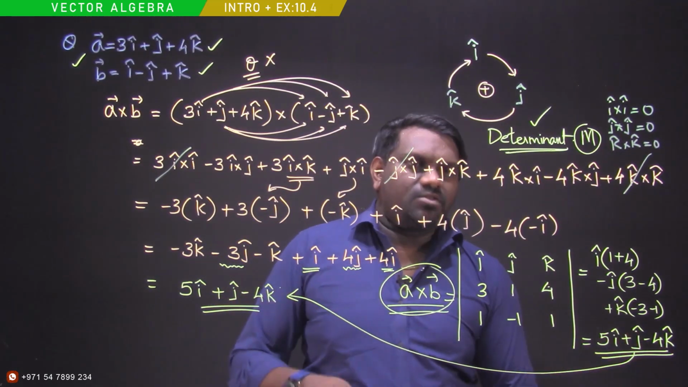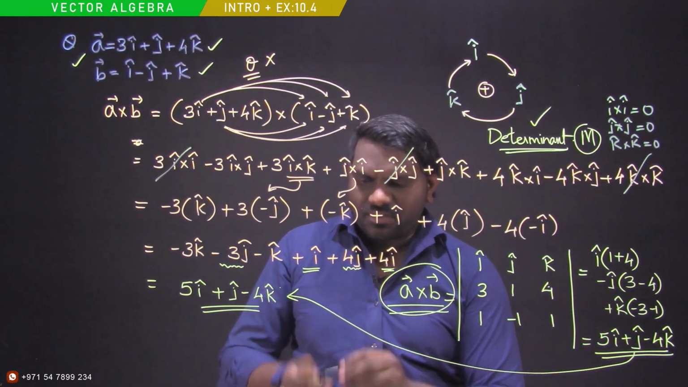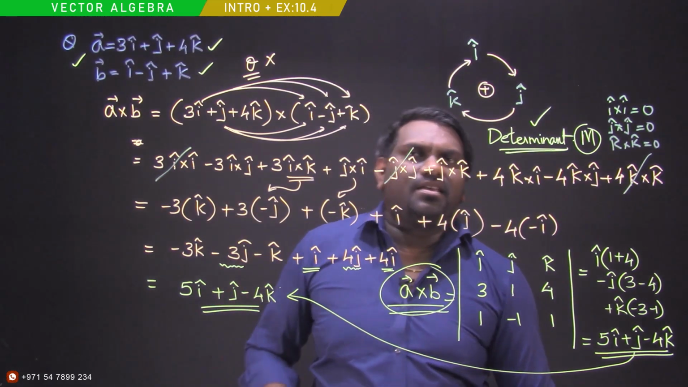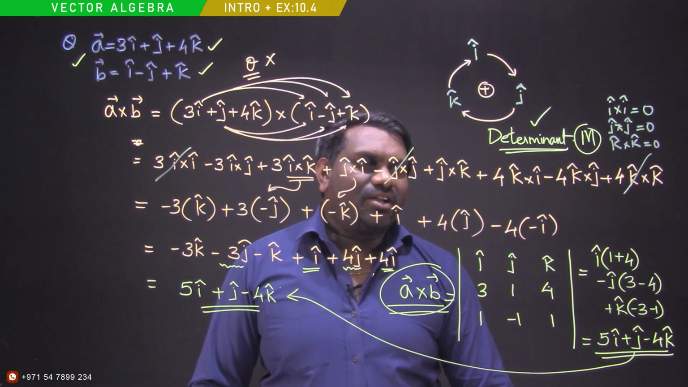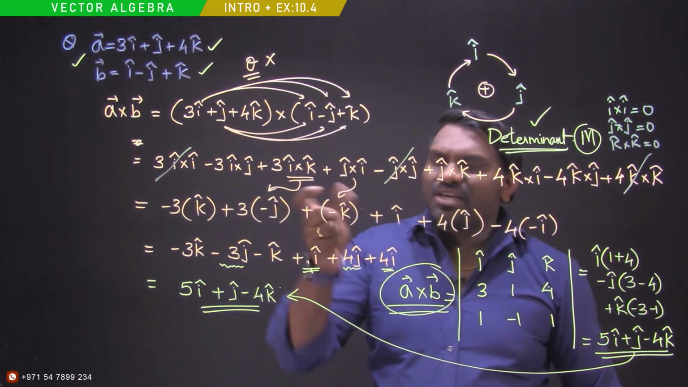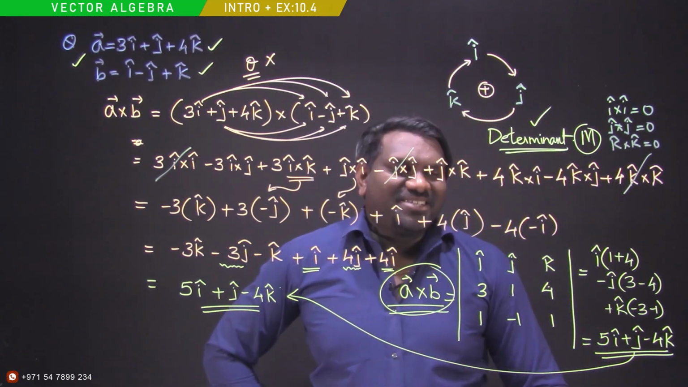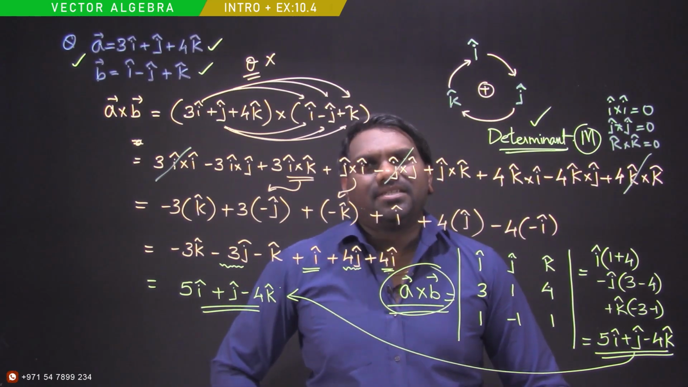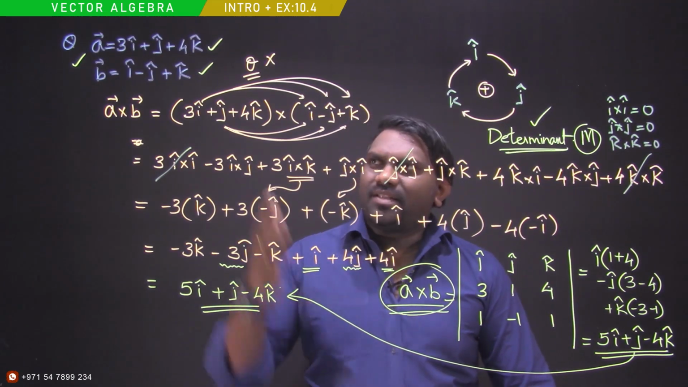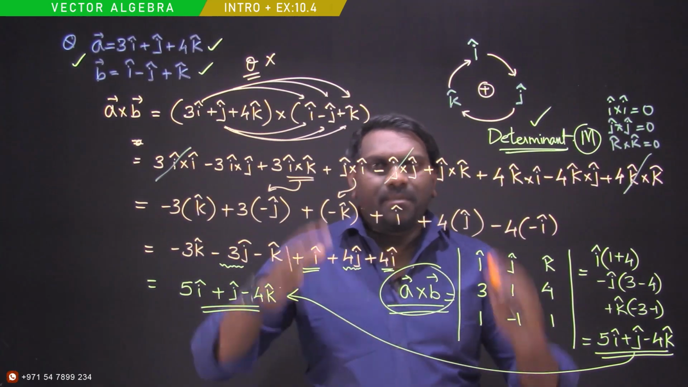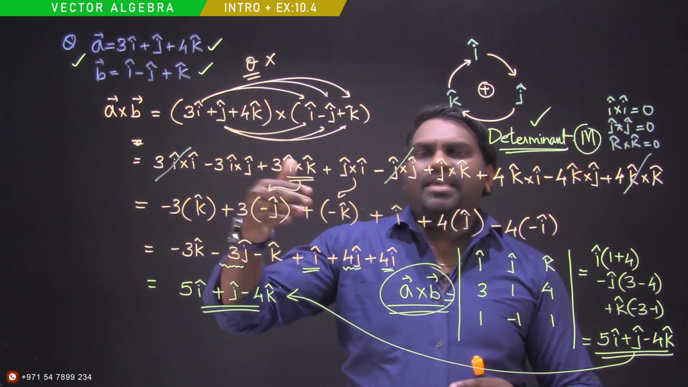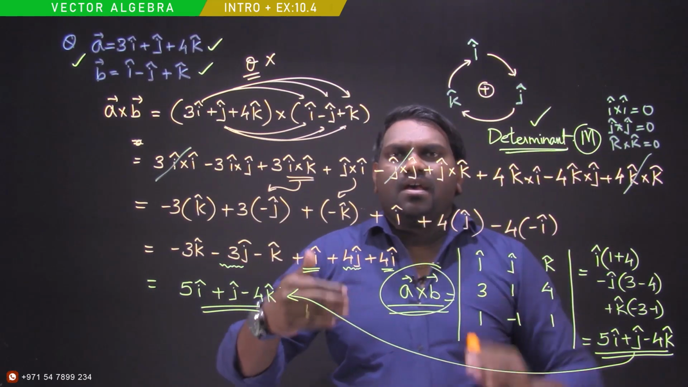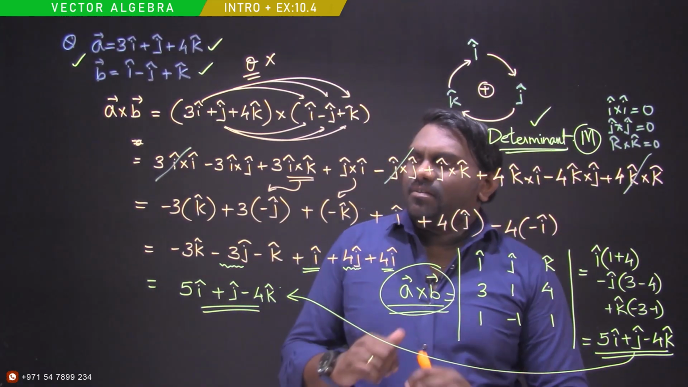So why do we want to write all these steps, all these i, j, k crosses? Why complicate yourself? It will be wrong, right? That is why we always go for the determinant method. That is the easiest way to do it. I'm just doing this question to make you understand how you use this i and j, and how you use this clockwise and anti-clockwise thing.